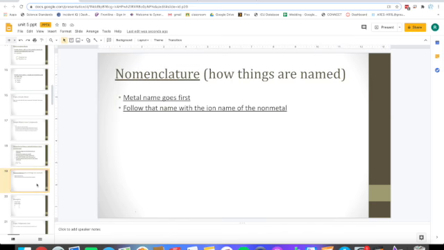All right, nomenclature, how you name it. So for these compounds, the metal name goes first, and then you follow the name with the ion name of the nonmetal. So go ahead and write down the steps for how to name it, and then we're going to do some examples with you.